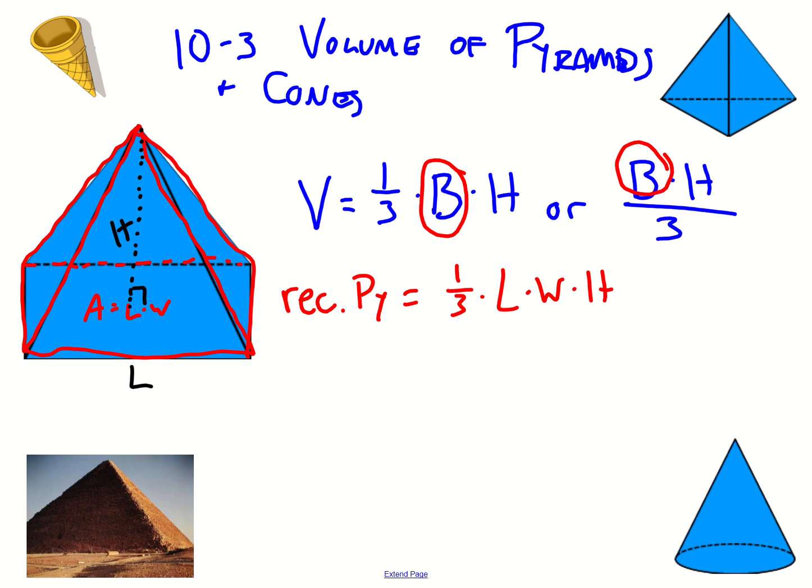So height, length, and width. We're going to multiply all three of those together and then divide by 3. Remember, 1/3 just means divide by 3. So length times width times height, all divided by 3. And that's my rectangular pyramid.